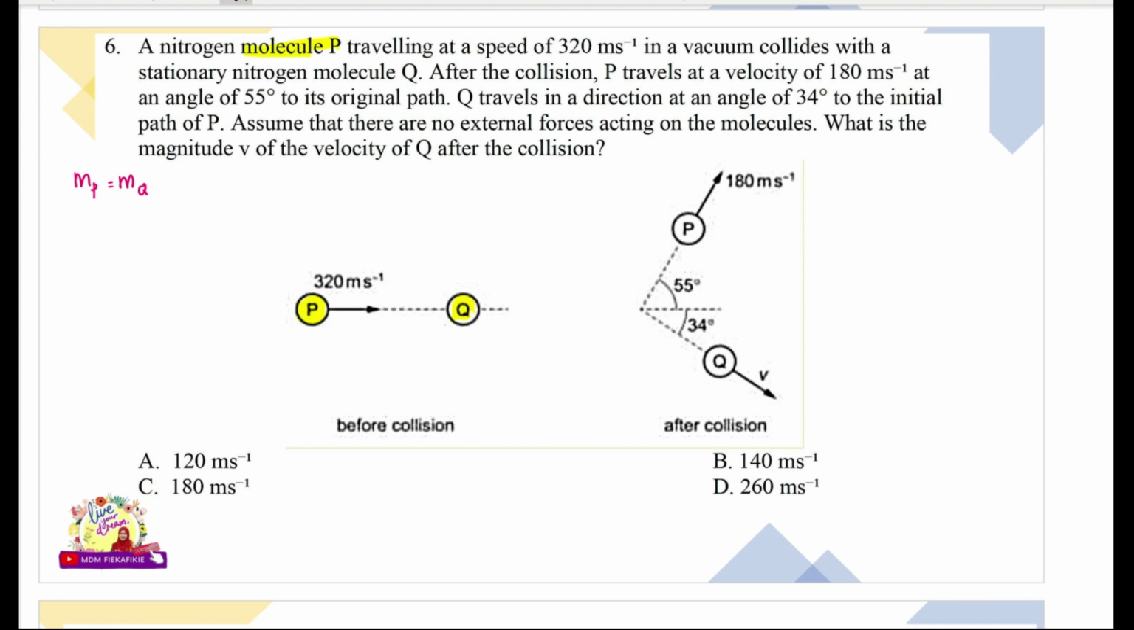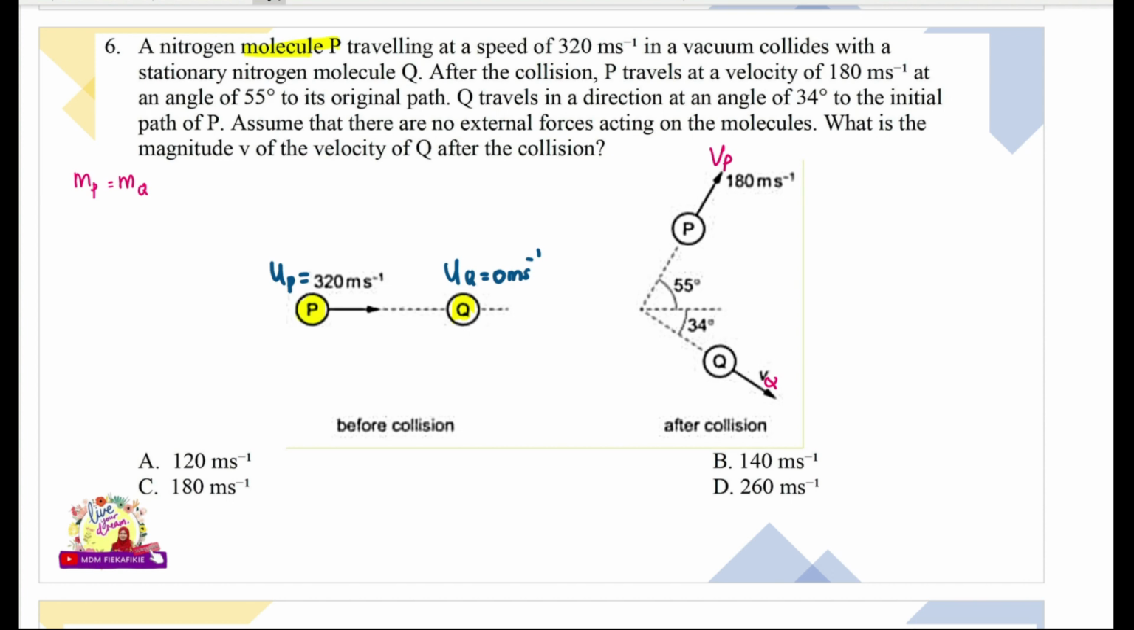So sekarang after the collision, P travels at a velocity of 180 meter per second. So this is VP. Okay. And the angle is 55 degree to its original path tadi. So Q travels in direction of angle 34 degree. Okay, but we don't have the value of VQ. So what is the magnitude of V untuk Q after the collision? Okay, so now let's try to label. So this one should be UP. And this is UQ and it is equal to 0.